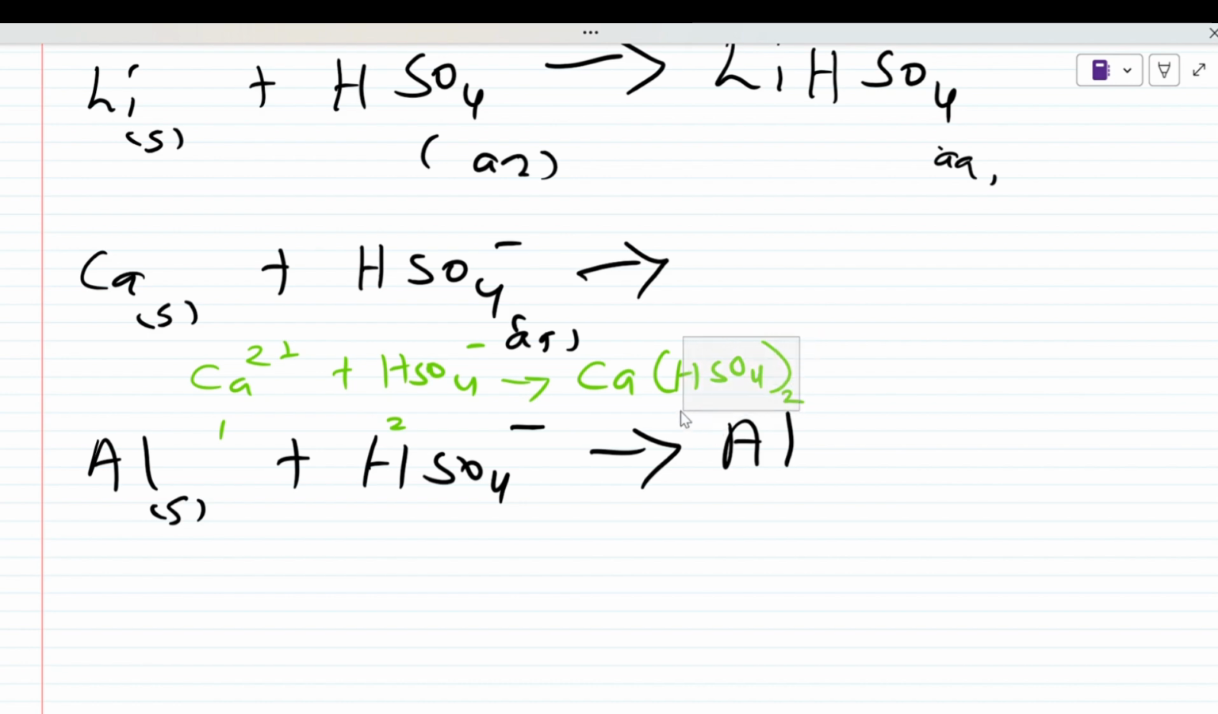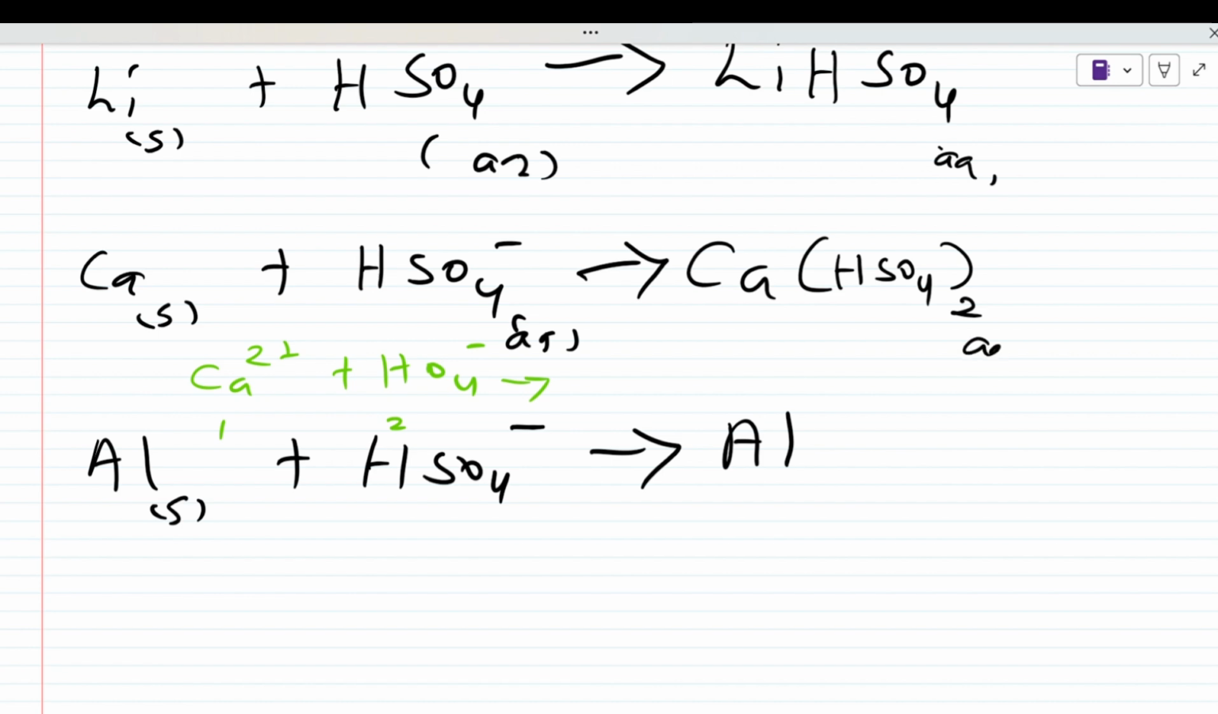I really missed that. Yeah, let me correct it. It's corrected now. And now I'm coming here to correct it. And now I'm going to have my Ca(HSO4)2 aqueous. Yeah, that's the product.